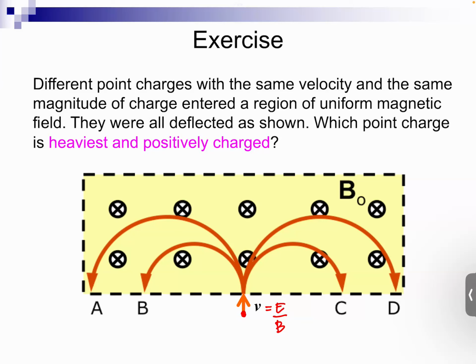Which point charge here is heaviest and positively charged? It's now in the mass spectrometer region, right? You have selected the correct velocity of the particle. Any particle whose speed is E over B will reach this uniform magnetic field region. Okay, we learned that that particle will undergo circular motion, right? Which particle will be positively charged and heaviest?